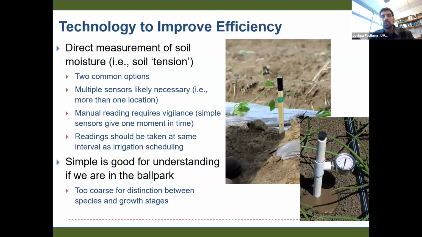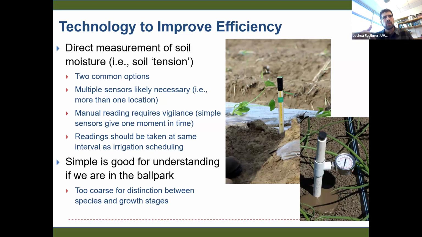And so how do we do that? How do we improve our water management? We can do it a few different ways. And probably the most direct way is to actually measure the soil moisture. There are two different tools that are common to do that with, and I'll show you that in just a second. But if you use these tools, it's likely that multiple sensors would be recommended.